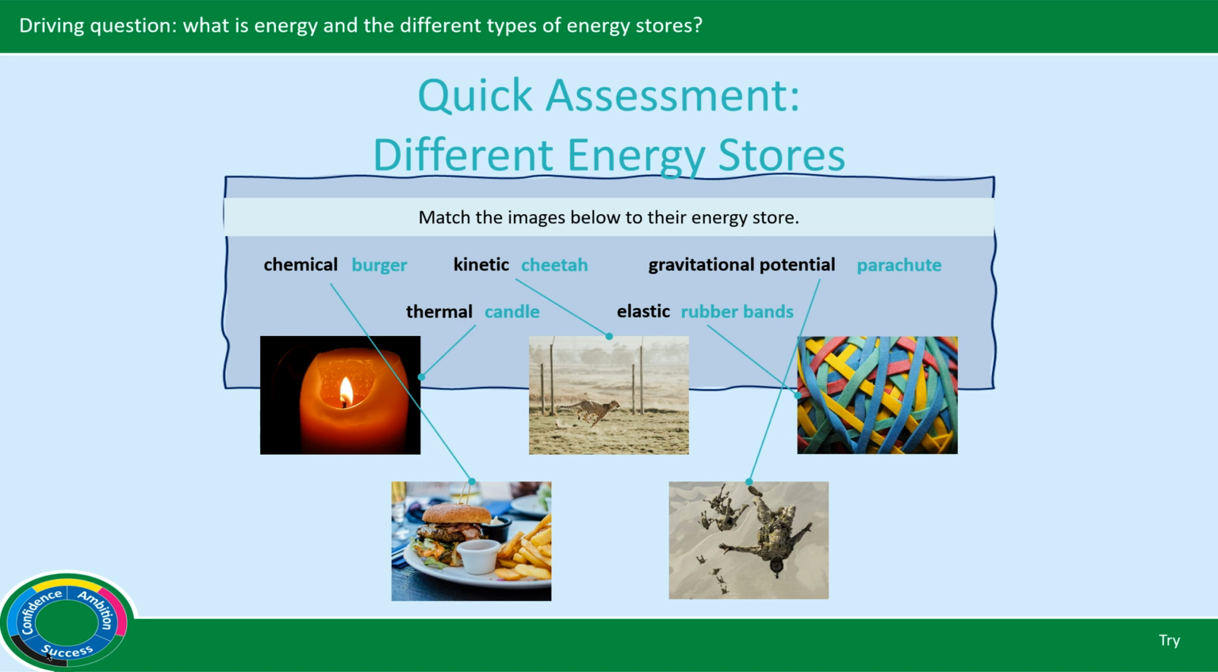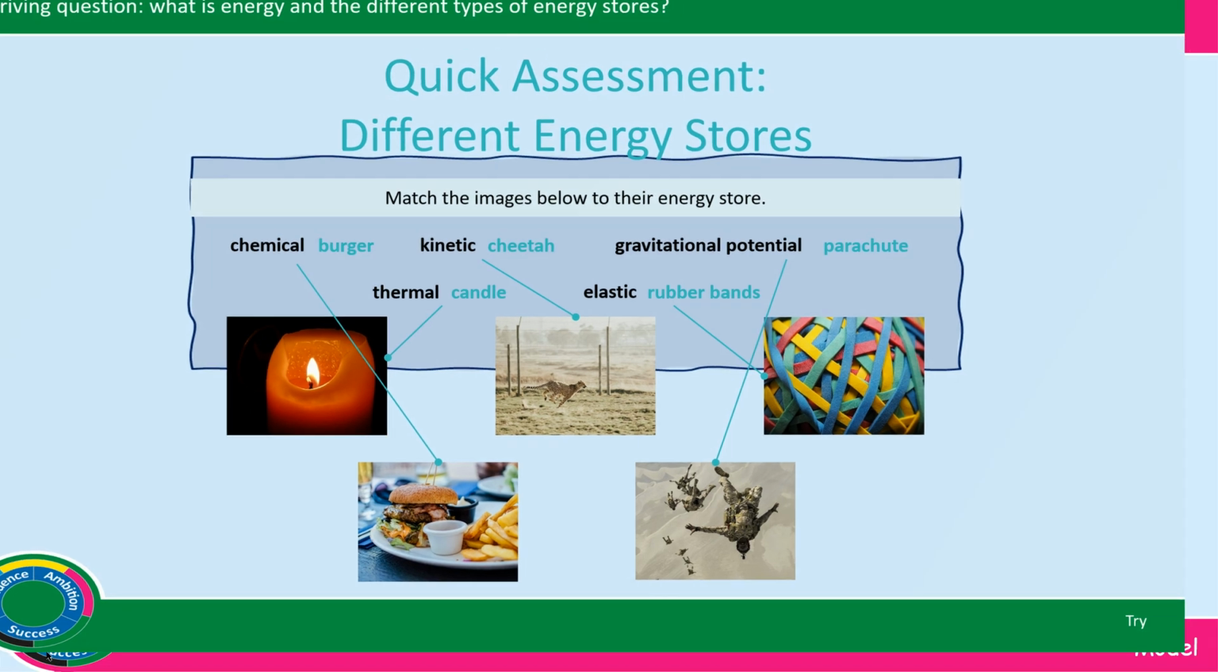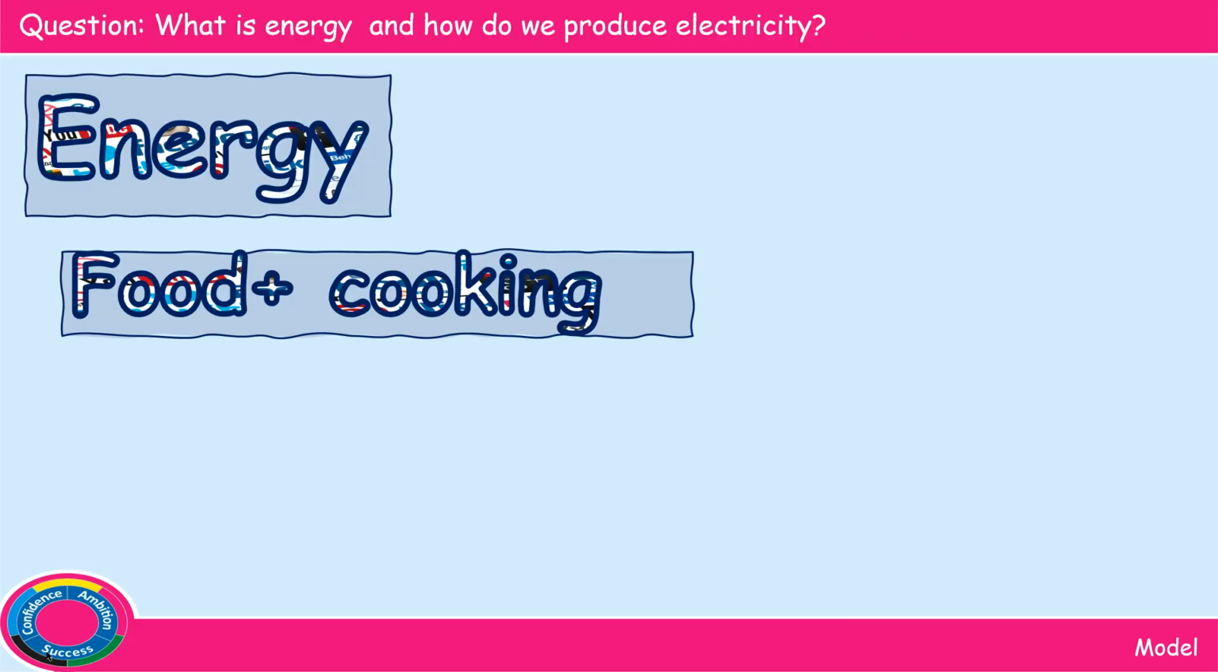So we've looked at the different energy stores. But when we've stored it, what do we use it for? We find it in food and we use it in cooking. But where does the basis of all of this come from? All of our food, for example, where do cabbages come from? Where do lettuces come from? How do things grow that aren't animals?